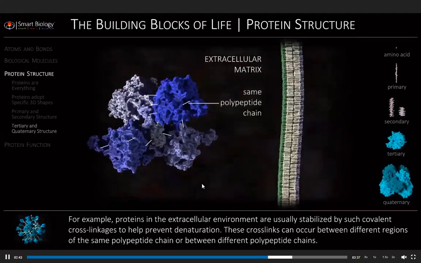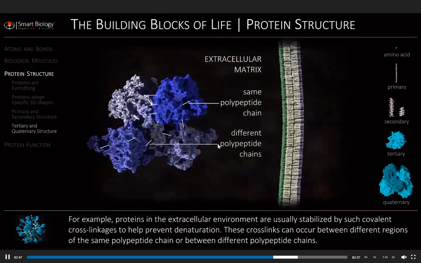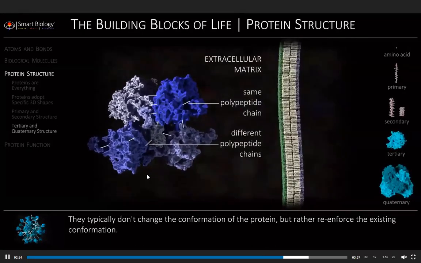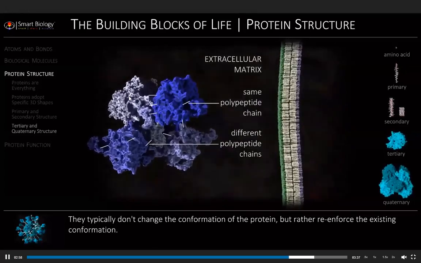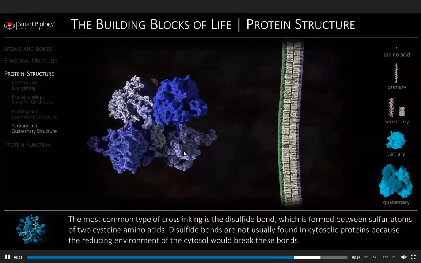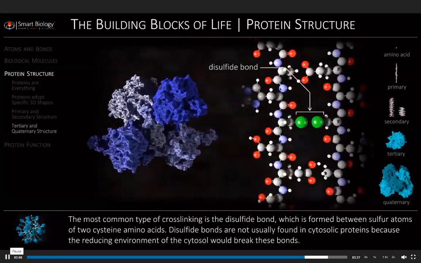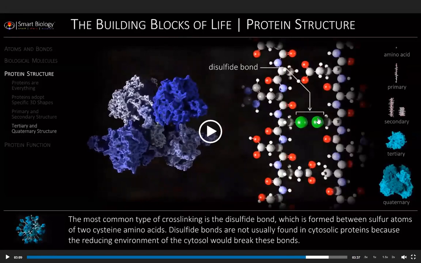They can occur within the same polypeptide chain, or they can occur between the different subunits of the protein. They typically don't change the conformation of the protein, but they reinforce the existing shape of the protein. So it doesn't change the shape of the protein. The most common of these is the disulfide bridge, the disulfide bond, which is formed between sulfur atoms of two cysteine amino acids. Earlier in the lecture, you saw how this disulfide bridge is formed by an oxidation reaction, and then it can be broken by a reduction reaction.